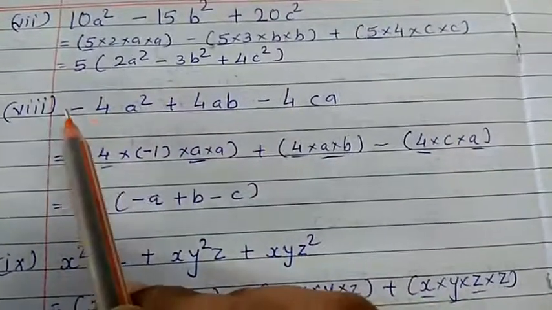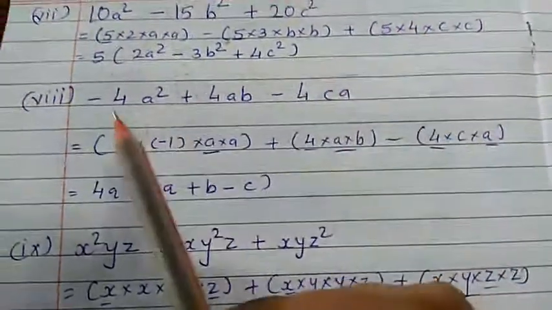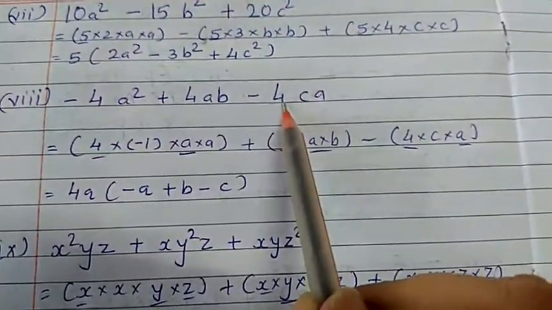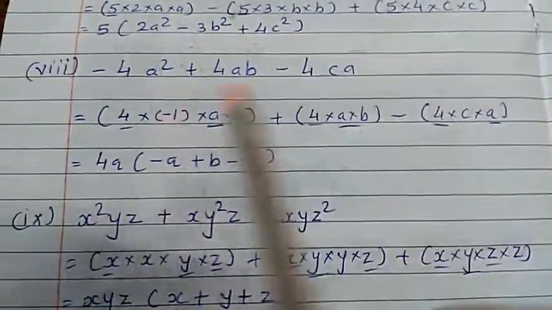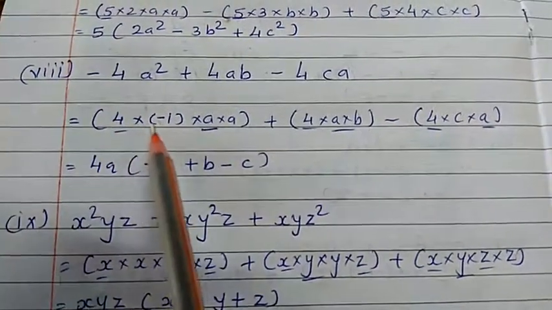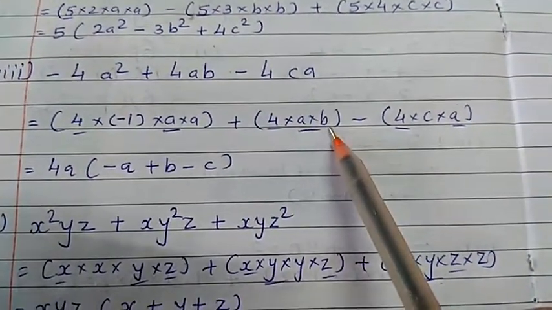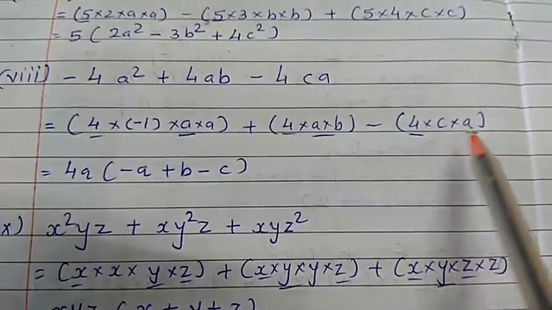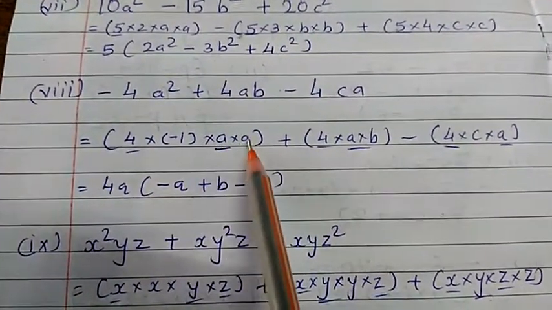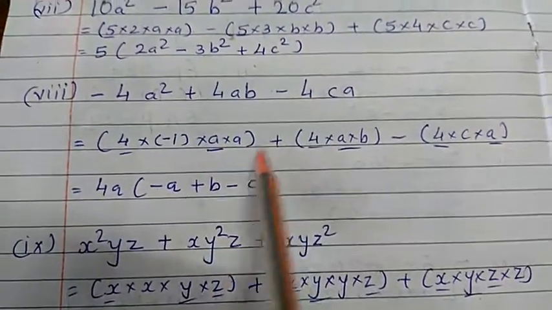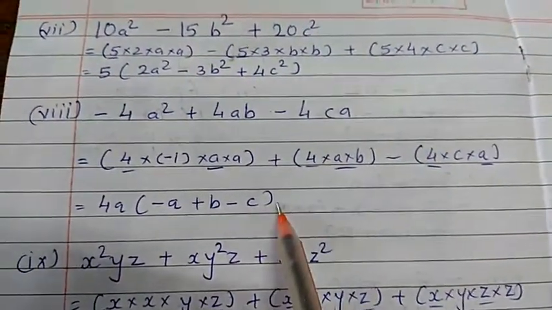Number 8: minus 4a square plus 4ab minus 4ac. Okay, so see, 4 is coming in all the terms. This is a trinomial. Okay, and see, a square, a and a, so a one time. So we factorize minus 4 as 4 into minus 1, and a square is a 2 times, plus 4 into a into b, minus 4 into c into a, sorry. So we take 4a as a common, so the remaining is a into minus 1, which is minus a, plus b minus c, right? This is our final answer.